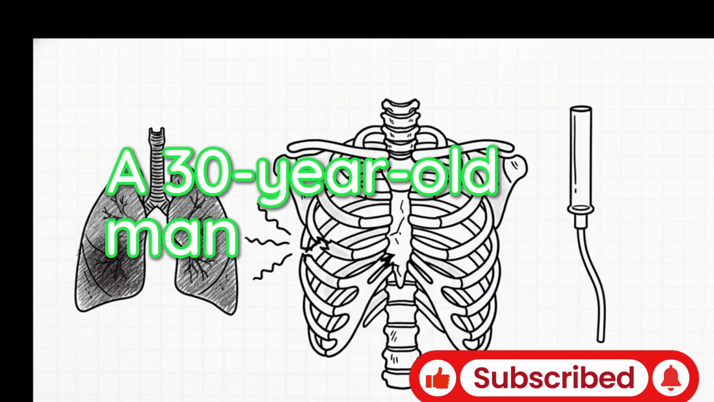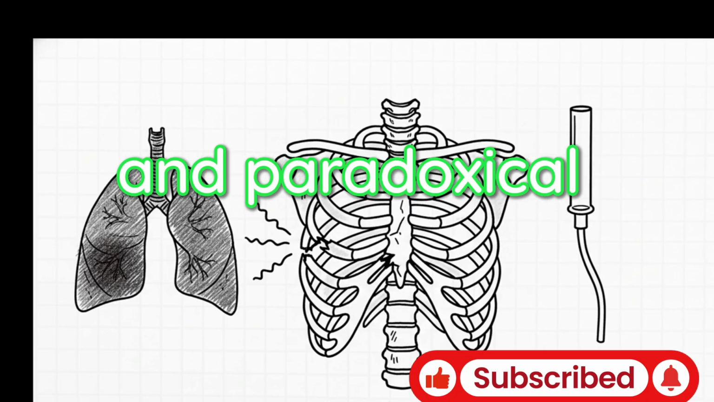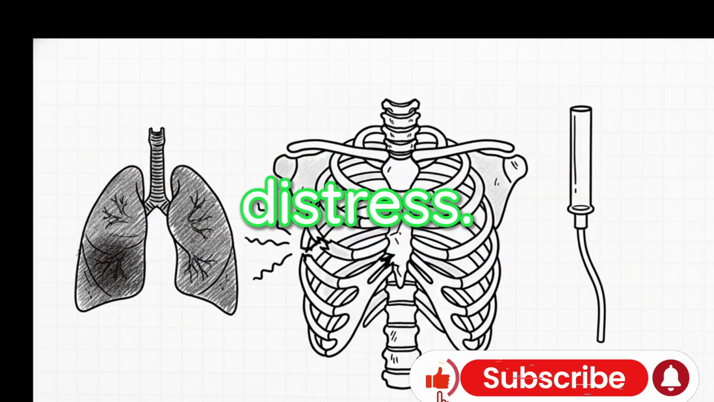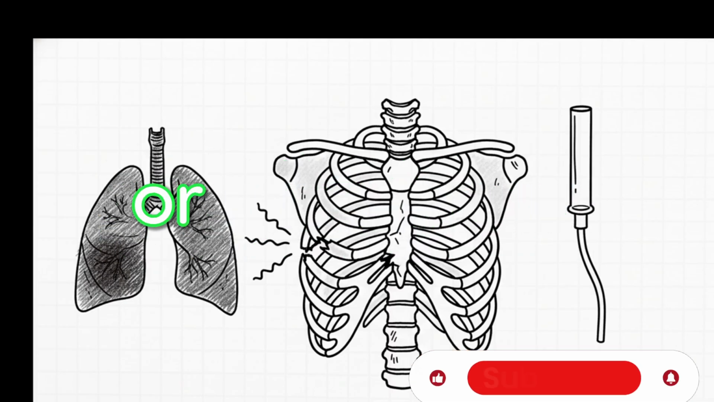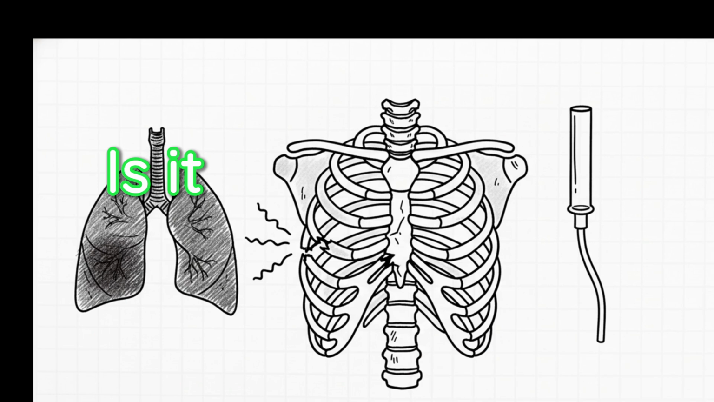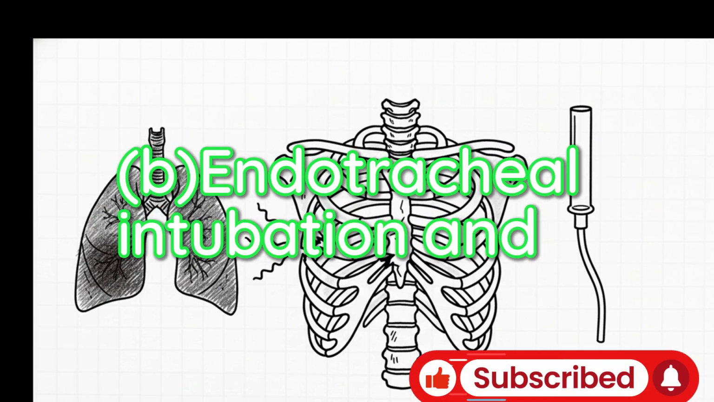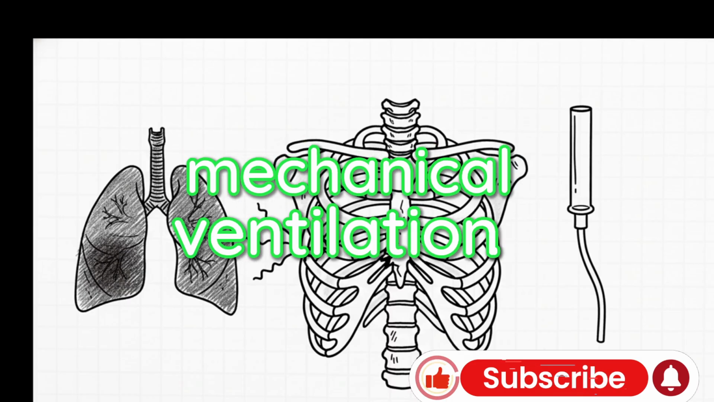Okay, question 20. A 30-year-old man met with an accident and presented with multiple fractures of ribs and paradoxical movement with severe respiratory distress. X-ray shows pulmonary contusion on the right side without pneumothorax or hemothorax. Which one of the following is the initial choice of treatment? Is it A, B, C, or D? The correct answer is B, endotracheal intubation and mechanical ventilation.